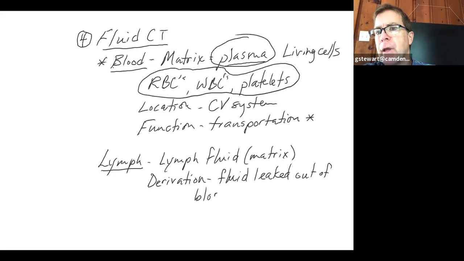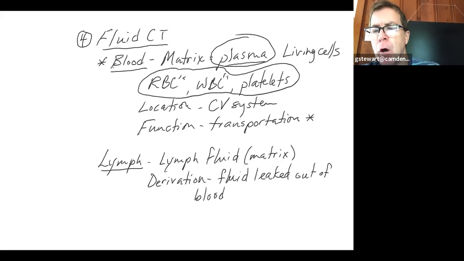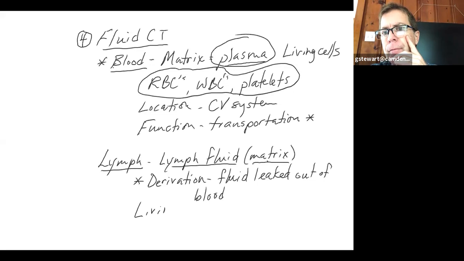Fluid leaks out of our blood on a daily basis. Most of it is reclaimed right away back into the cardiovascular system, back into the blood, but a certain amount of it is not. Like, I don't know if it's 1 to 3 liters per day of fluid actually ends up in lymph vessels. Anyway, that's where it comes from. So the matrix, the non-living matrix, is actually lymph fluid, and the living cells in lymph fluid are all white blood cells, mostly lymphocytes.